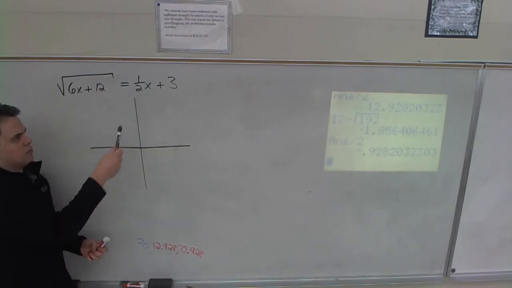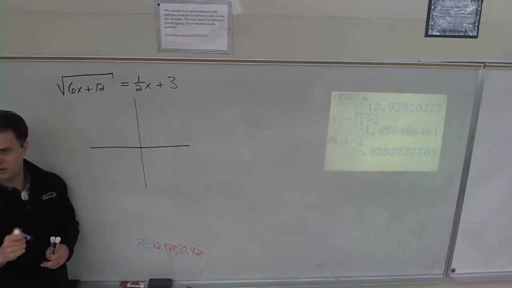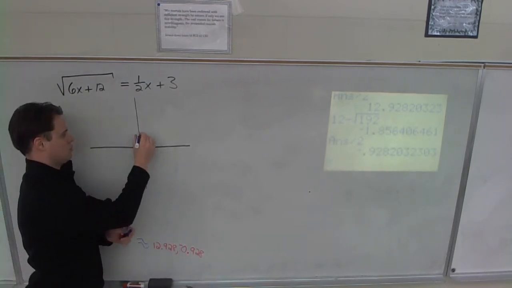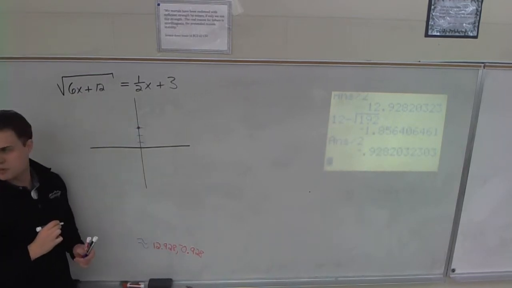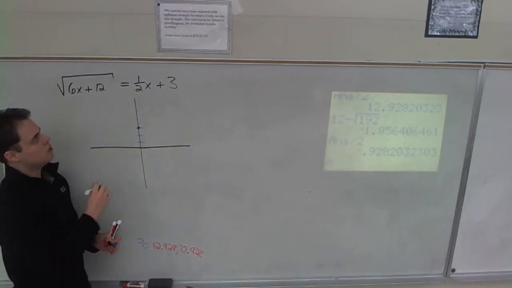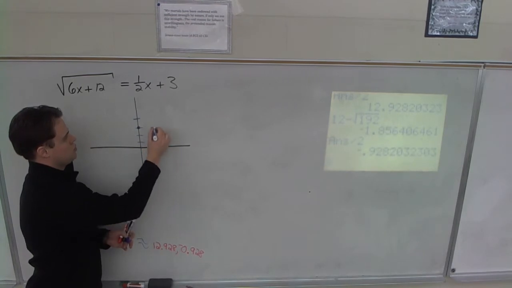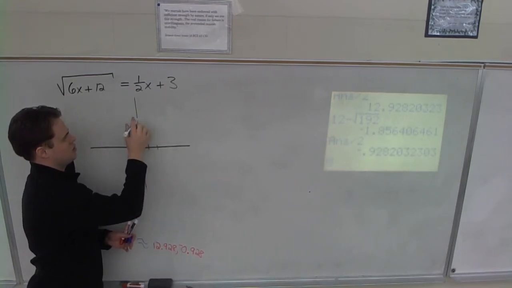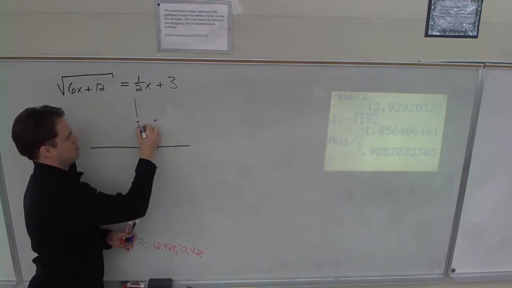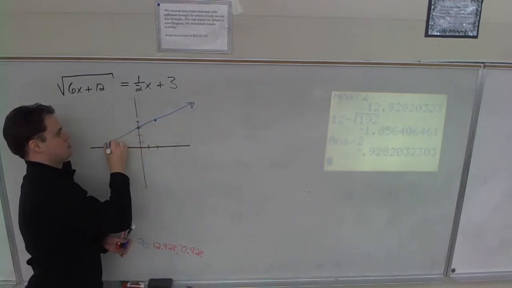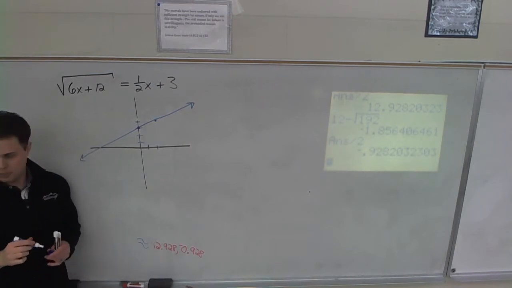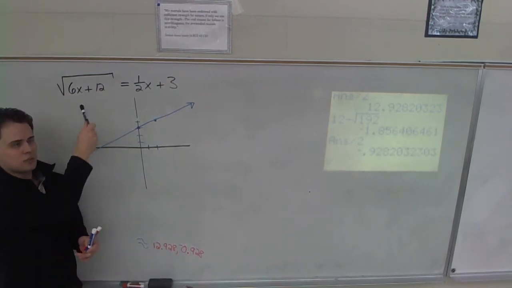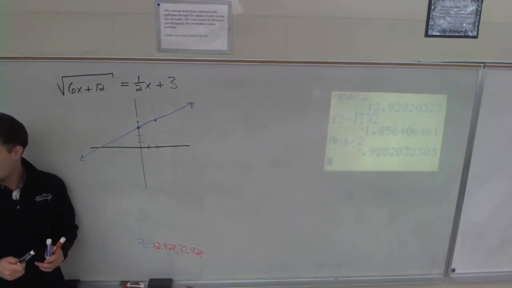So this guy's a line. Where should I start to graph my line? 3. There's the y-intercept. Slope says go up 1 over 2. That's a little bit iffy. That was kind of too high, I think. Something like that. There's our line. Now what transformations are happening to our radical function?